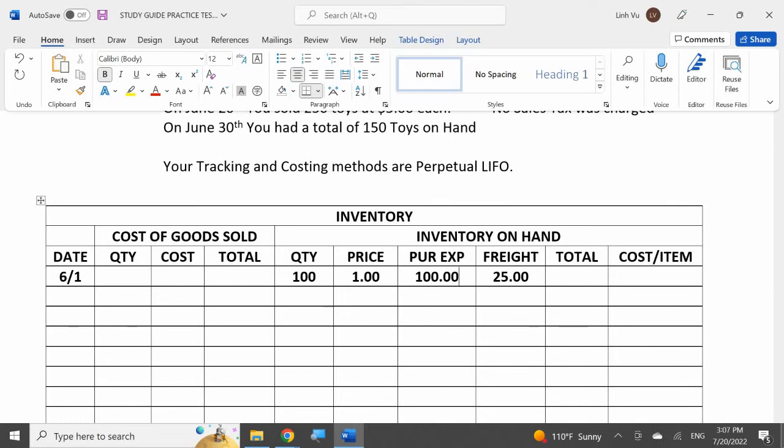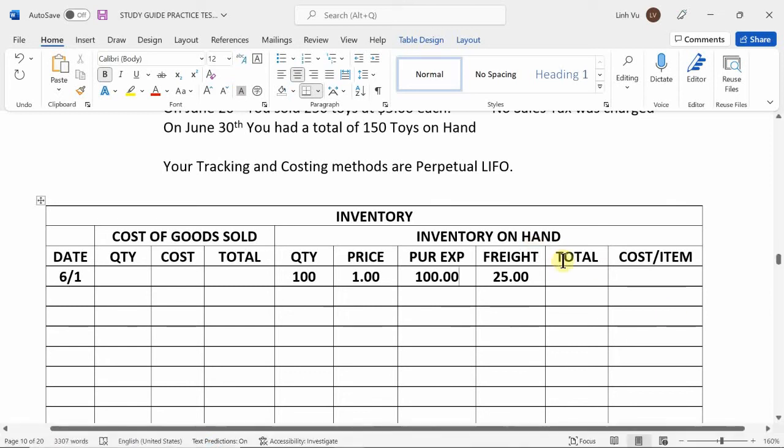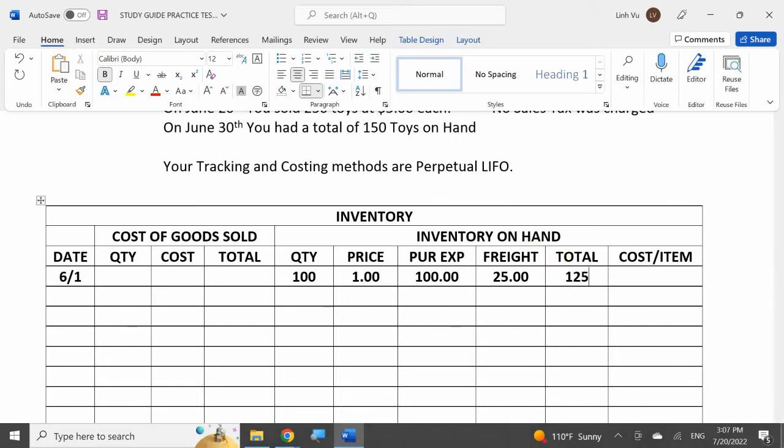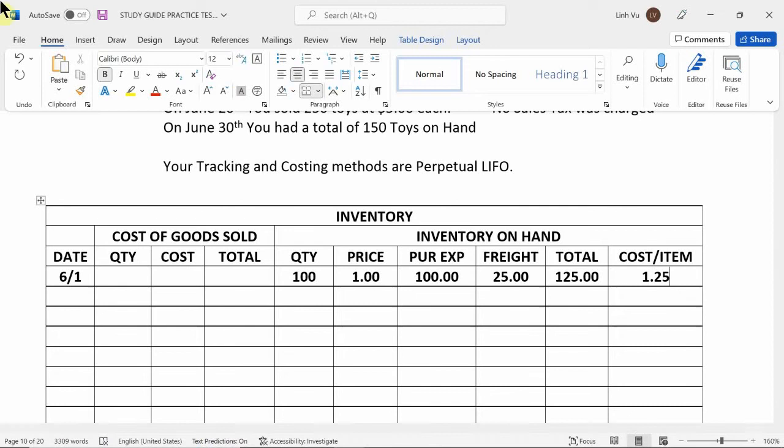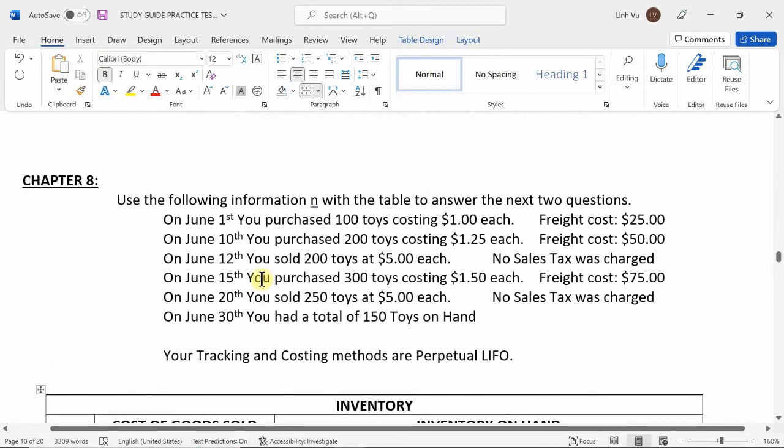So in this case, what is my purchase price? 100, plus 25, 125. Good. And because we're using LIFO, we need to figure out our cost per item, which is $1.25. All right, good. So let's see what else happened next.